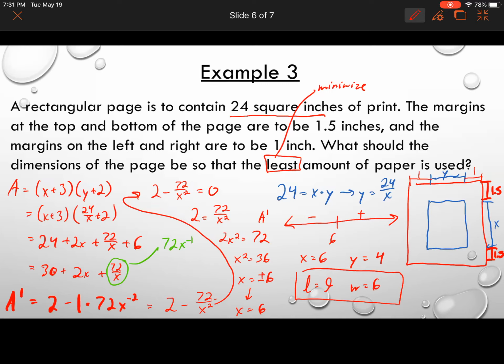So once again, we just did a few more different types of examples today. We didn't really see anything that was new. With the previous 2 examples, we didn't have to deal with a second variable, but with this third example, we had an x and a y, and we had to eliminate that y variable, which we did by using this 24 is equal to x times y equation. From there, take the derivative, find the critical numbers, verify that it is indeed a minimum or a maximum, and answer the question. All right, so that was our second day of optimization.